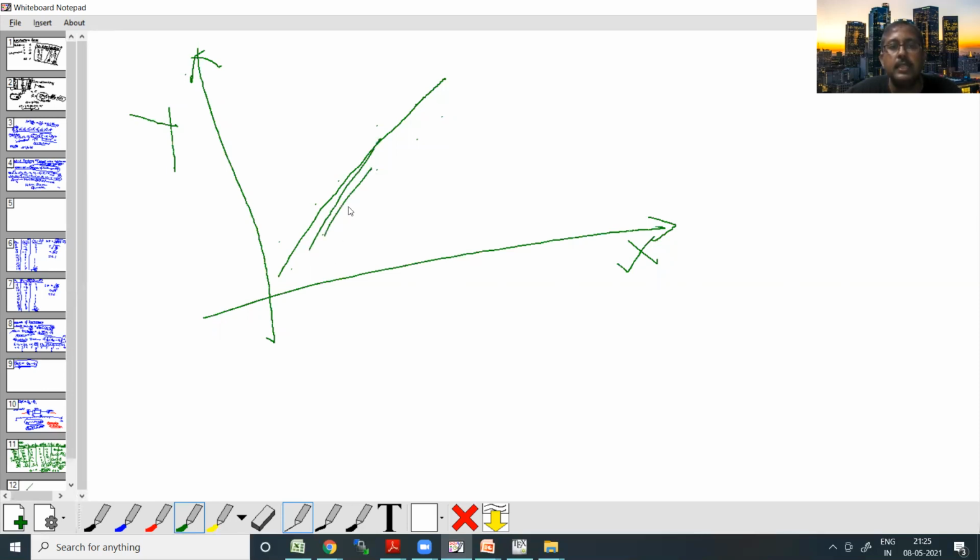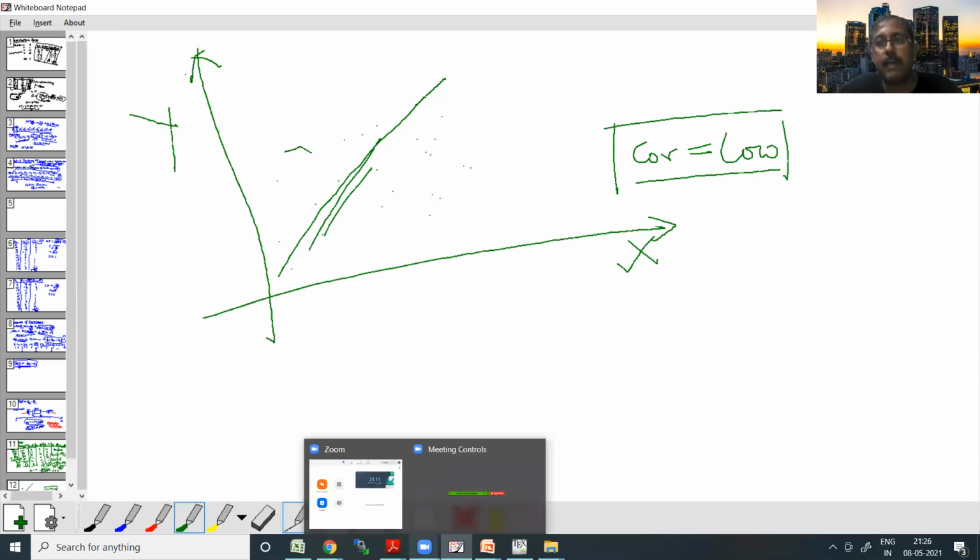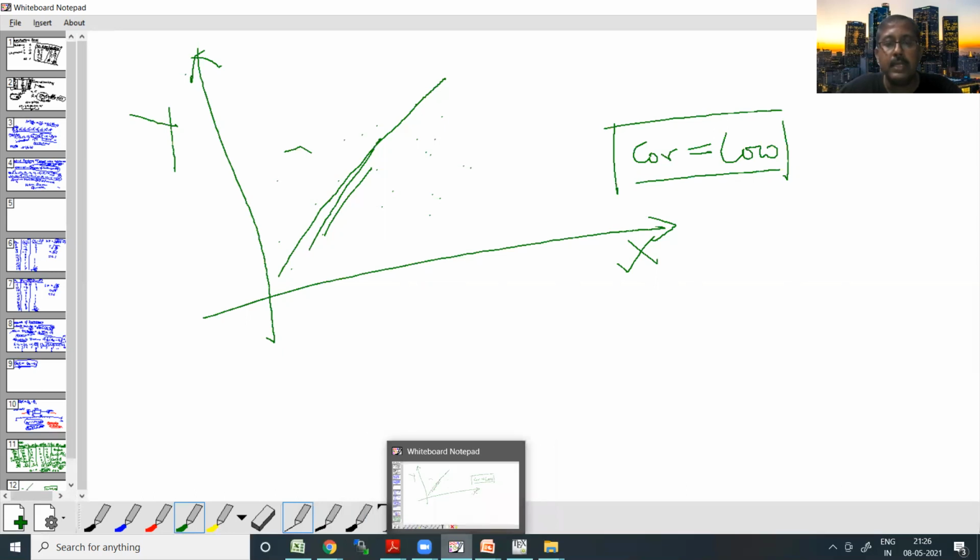But when the plot gets a little muddled, I don't get a pattern here. There is no straight line which I can draw through it. In that case, the value of correlation will definitely be very low. Then I can say that the association between these two attributes is very low. Okay. So now let's try to see the same thing in Python.